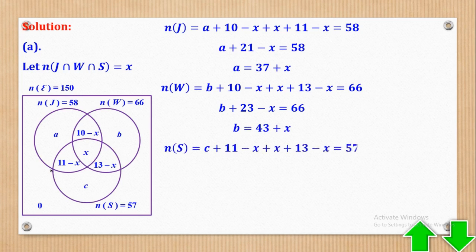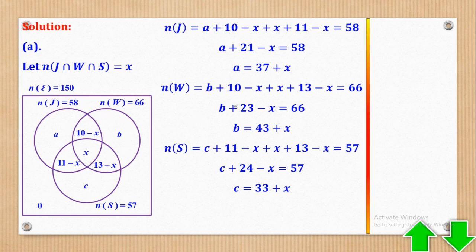What about for soda? For soda, you have to add up all these values. So this plus this plus this plus this will be equal to that. When I simplify, I'll come up with C plus 24 minus x being equal to 57. So when I make C the subject, it will be equal to 33 plus x. So now that we have filled in all the spaces in the Venn diagram, we can go to the next part.